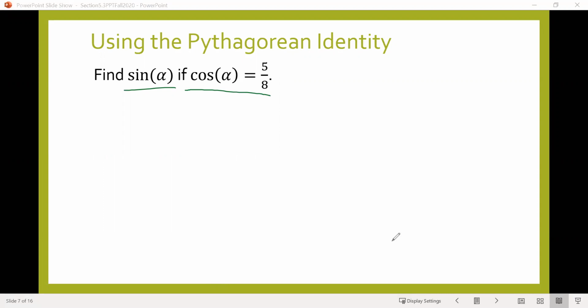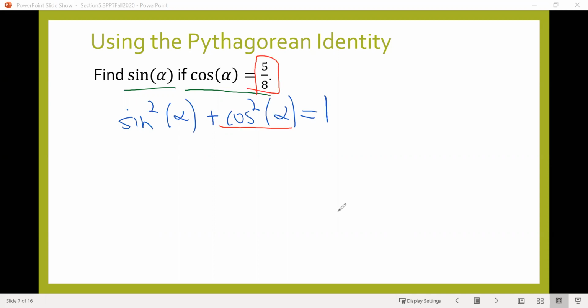So our Pythagorean identity can be super helpful here, because what the Pythagorean identity tells us is sine squared of alpha plus cosine squared of alpha. And so notice here I'm using alphas instead of thetas, but the identity will still work. We're told that that equals 1, right? That's our Pythagorean identity. We know what the value for cosine is. It's 5/8. So we can go ahead and substitute that in.